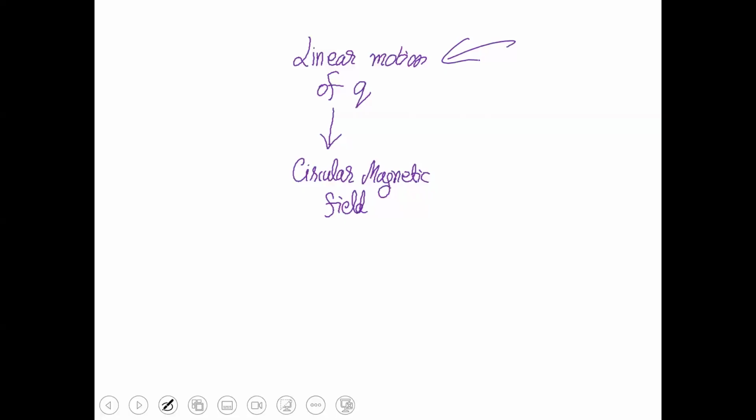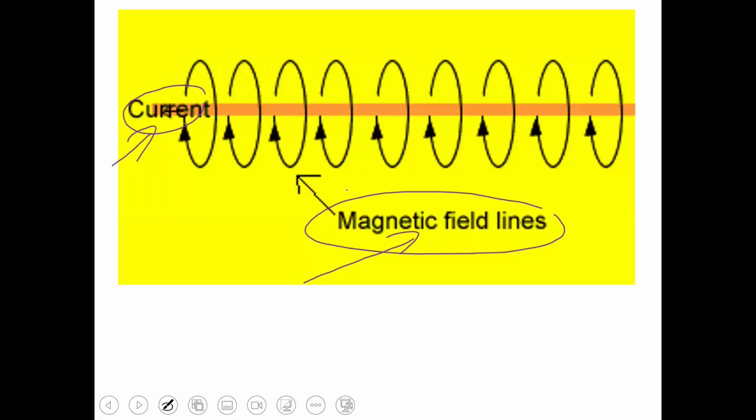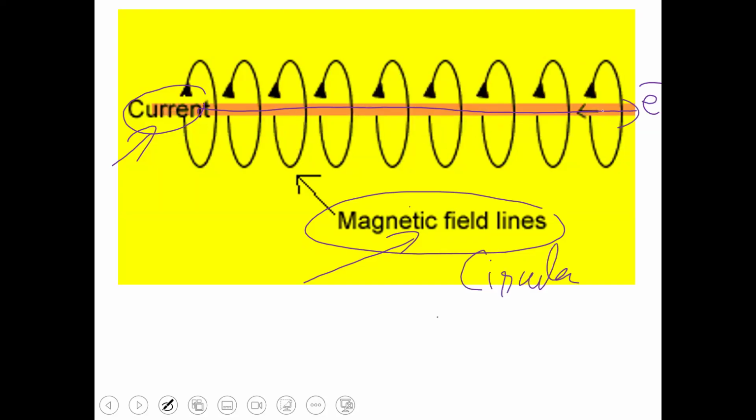So I put my next concept for today. When a charged particle moves in a straight line, it produces a circular magnetic field. I repeat the concept. When a charged particle moves in a straight line, it produces a magnetic field, and the geometry of the magnetic field is circular. Once more, the concept is important. You can write it always.